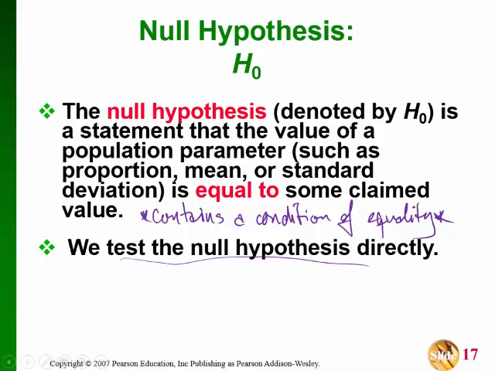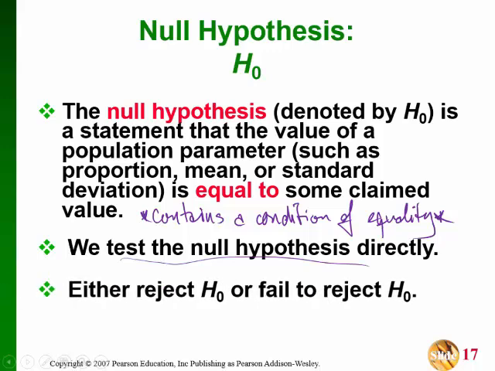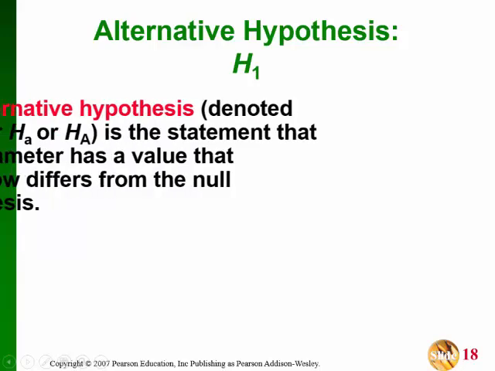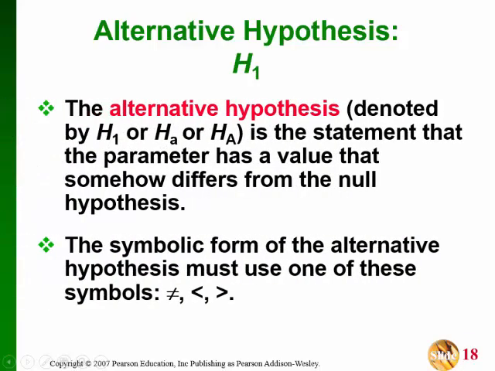Okay? So in our first three steps, right? The claim, the opposite of the claim, and then put those two things in one of these slots: the null hypothesis and the alternative hypothesis. If the null hypothesis contains a condition of equality, then the alternative hypothesis is the opposite. So the alternative hypothesis must not contain a condition of equality.